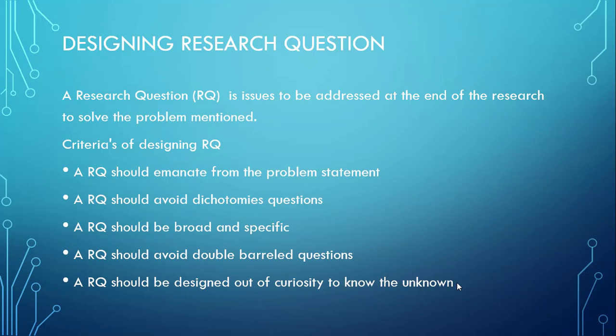The third criteria is you should avoid being too broad. It should be broad, of course, but should not be too broad. If you remember when we discussed the research title, it should not be too broad and not too narrow, right? But when you come to the research question, it should be broad somehow. At the same time, it should be specific too. Meaning, it should not be too broad, all right? But it should be broad and specific at the same time.